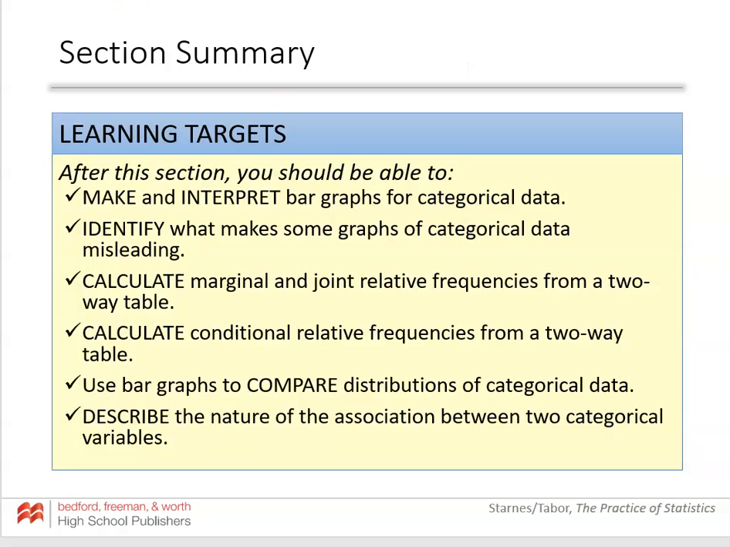This concludes our section on analyzing categorical data. By now, you should be able to make and interpret bar graphs for categorical data, identify what makes some graphs of categorical data misleading. You should be able to calculate marginal as well as joint relative frequencies from a two-way table, and calculate conditional relative frequencies from the two-way table. You should be able to use bar graphs to compare distributions of categorical data and then describe the nature of the association between those two categorical variables.